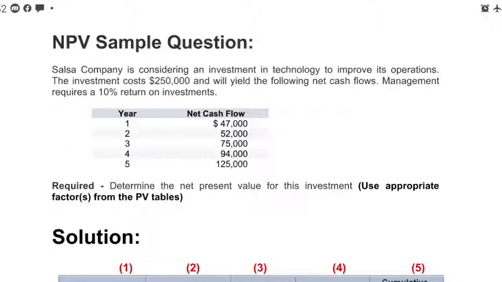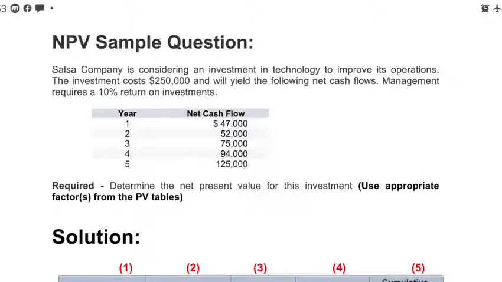Salsa company is considering an investment in technology to improve its operations. The investment costs $250,000 and will yield the following net cash flows. Net cash flows means total cash in minus total cash out. Management requires a 10% return on investments.